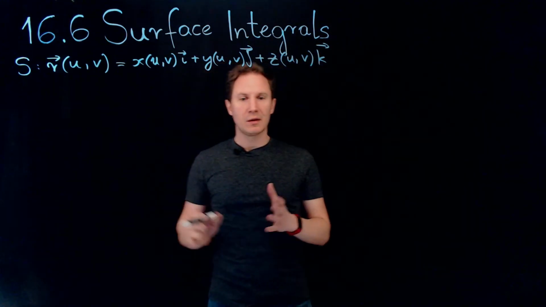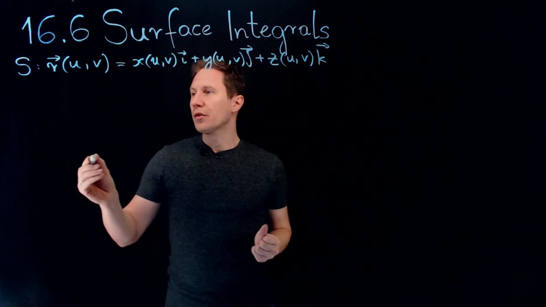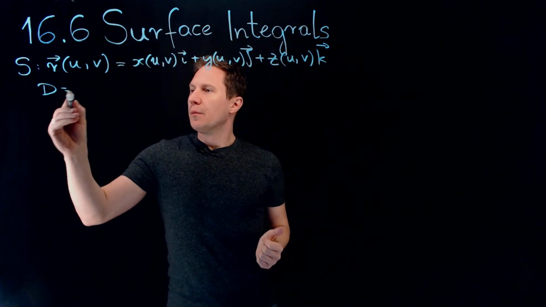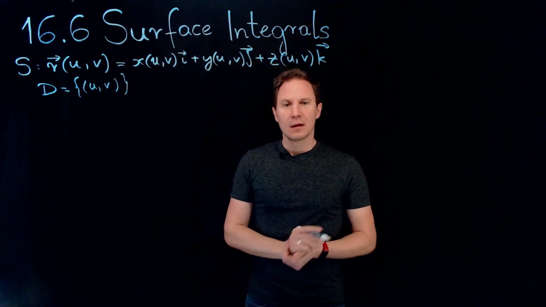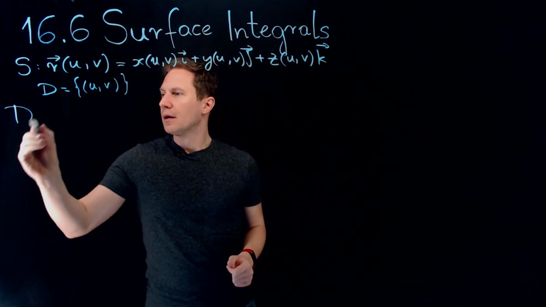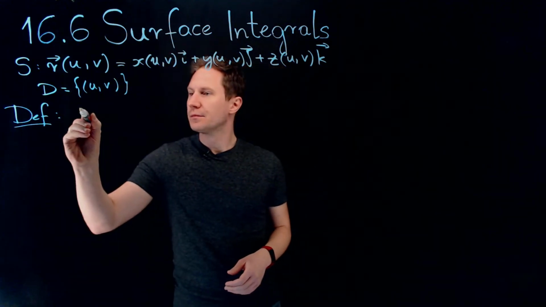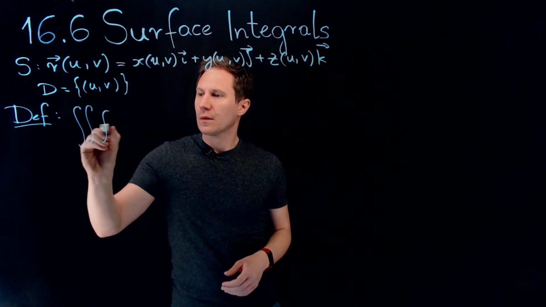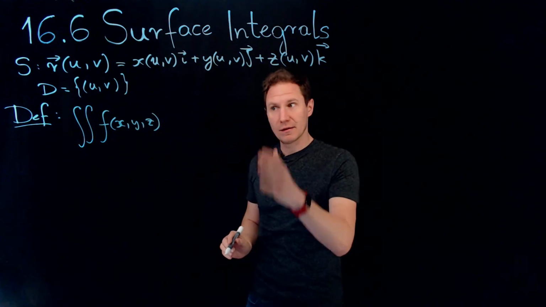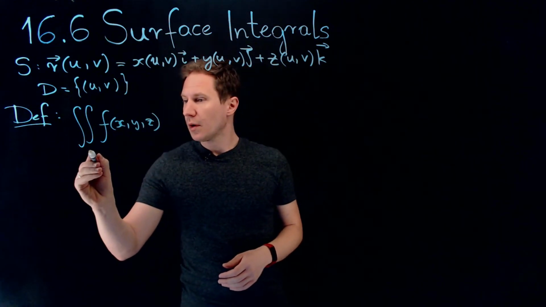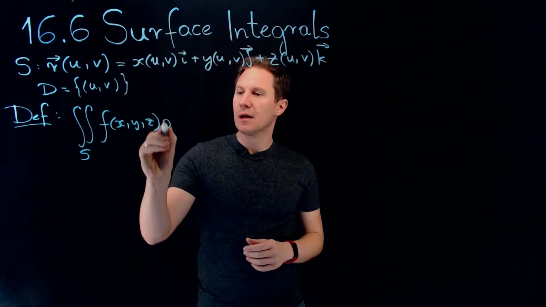These parameters, u and v, can change over some domain D. So there is a domain over which u and v change. Then we want to talk about the surface integral of a function f of three variables. So this is a function of x, y, and z. We want to talk about its surface integral over this surface S.